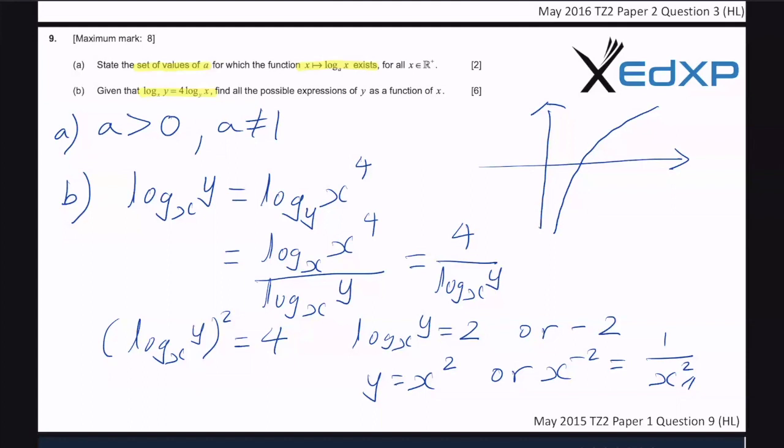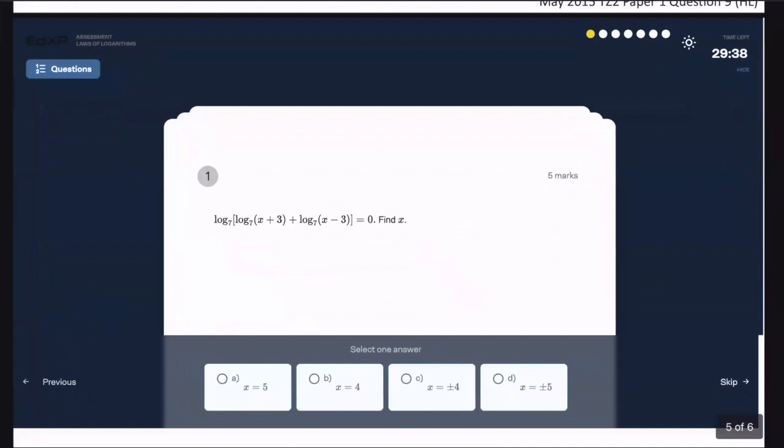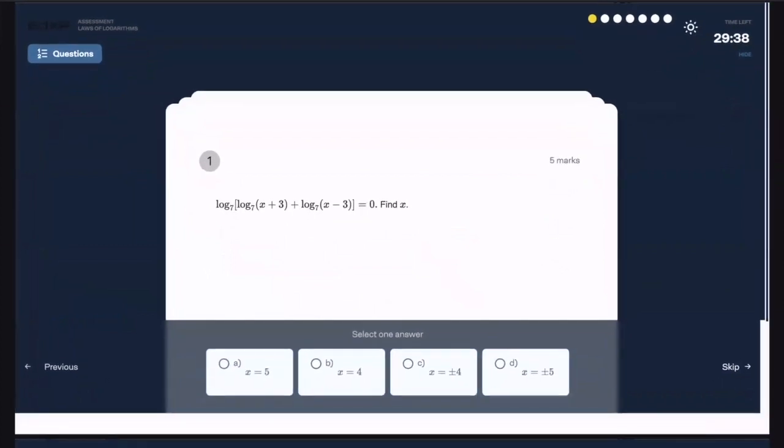Okay, now I'll move on to some of our EdXP questions. These can be found on our EdXP platform. Feel free to try some of them out. So this is a log question. Let's try to solve it.